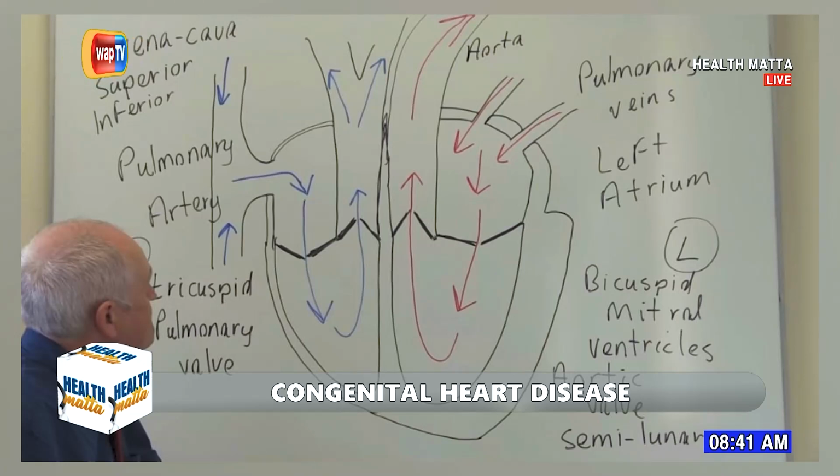There may also be problems with the valves in the heart, either the pulmonary valve, which you talked about, which is where blood leaves the heart to go to the lungs, or the aortic valve, where blood leaves the heart to go to the rest of the body. And the babies are born with this.